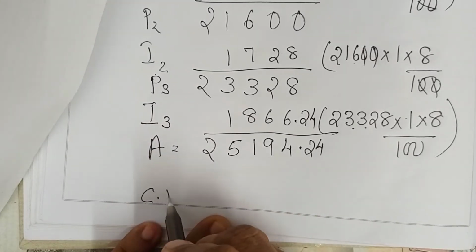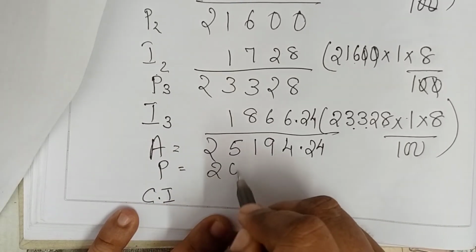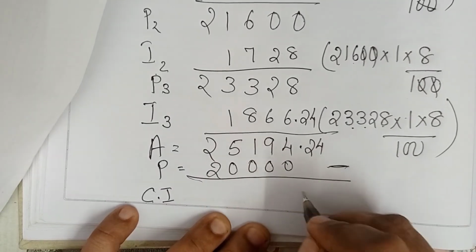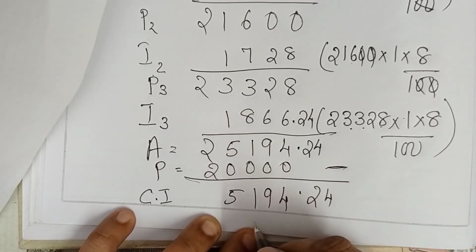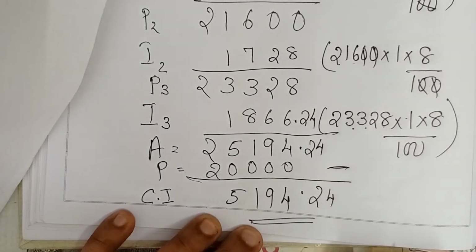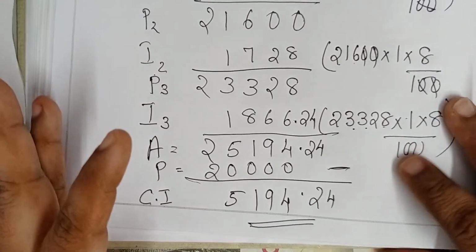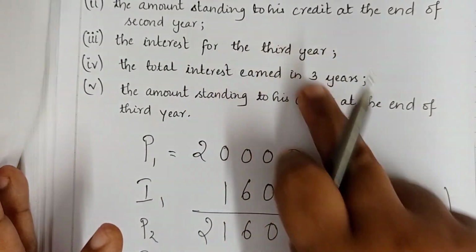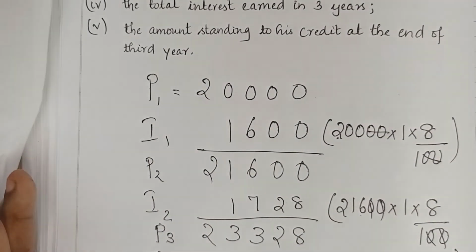Again the same procedure. CI means A minus P. A minus P means he deposited or invested 20,000 minus, 5,194.24. Understand? 5,194 is the compound interest. From this, you can select the answer for each question. Okay, students? Right, the next one.